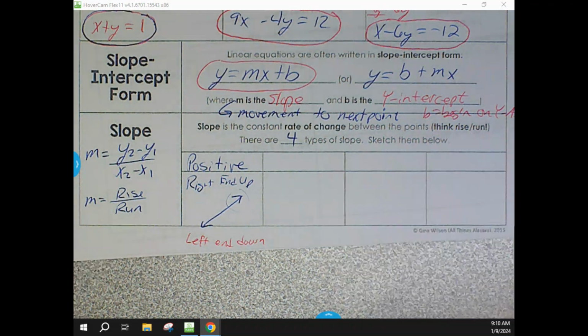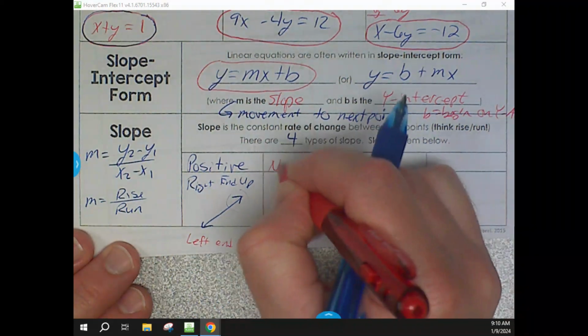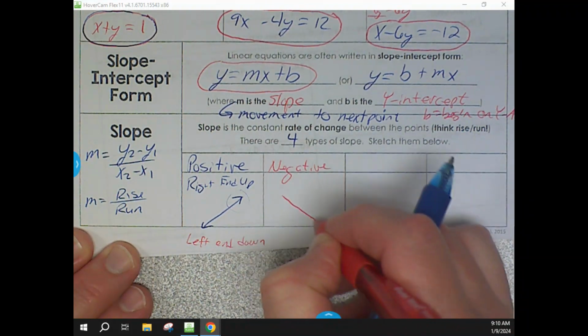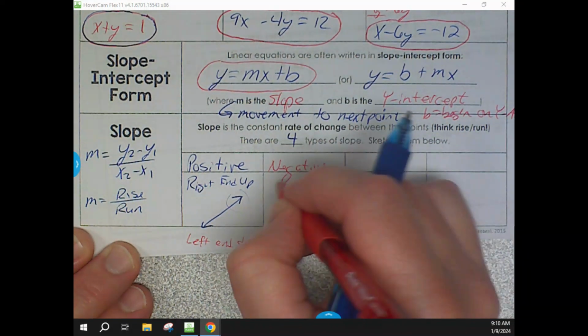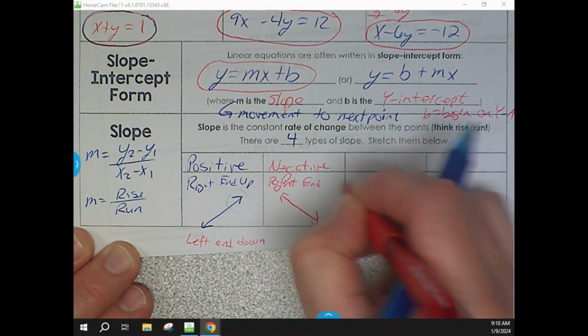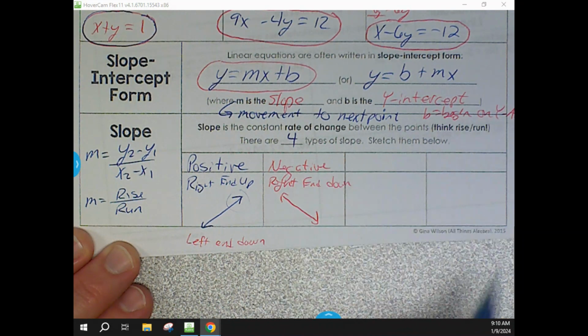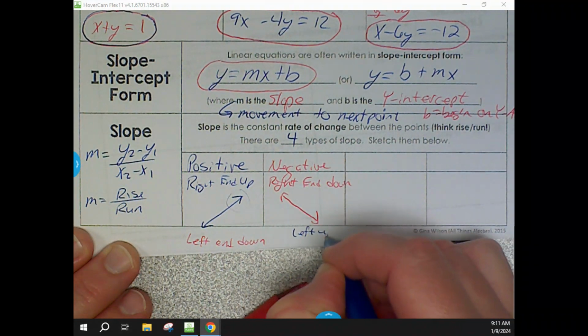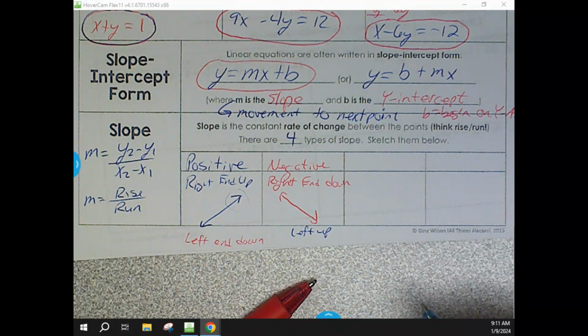Okay, if it's negative, it's just the opposite. Now your right end is down, and then the left side would be up.